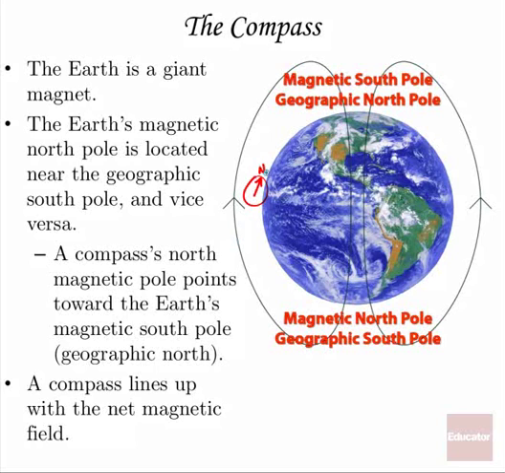So if this is the north end of the compass, it's going to be attracted to the magnetic south at that part of the Earth. So the geographic north pole is the Earth's magnetic south. And the geographic south pole, where the penguins live, is the magnetic north pole of the Earth. And a compass lines up with the net magnetic field.